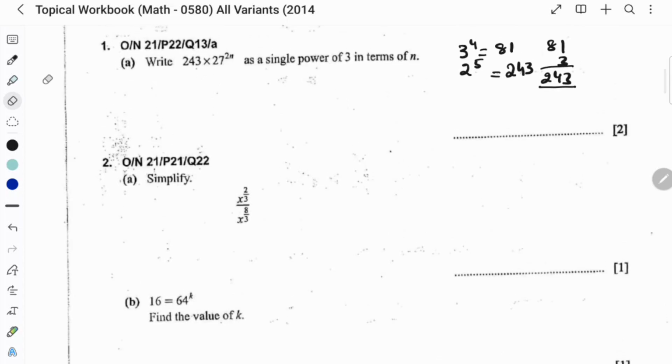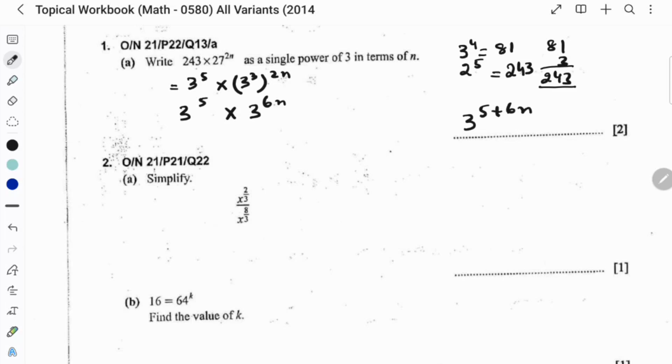If I write 243 as 3 to the power 5, and 27 as 3 cube, and 2 to the power n... Write 243 times 27 times 3 to the power 2n as a single power of 3 in terms of n. Everything is a power of 3, and 243 also gives a power of 3. It's multiplication, so add the powers together: 3 to the power 5, 3 to the 6n. So we can write 3 to the power 5 plus 6n, or 3 to the power 6n plus 5. Same thing.